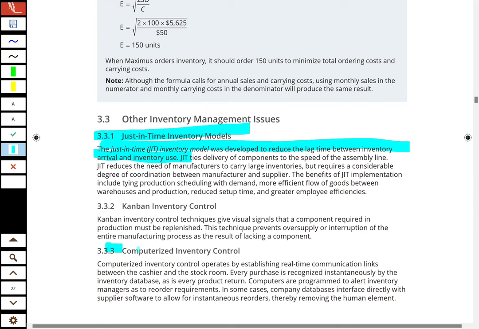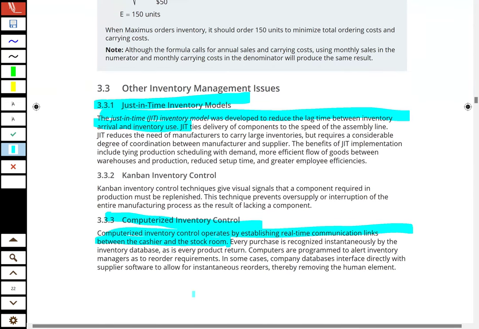Okay. A computerized inventory system is going to do what? It's going to allow communication between the cashier and the stock room, and every purchase is recognized instantaneously by an inventory database. Computers are programmed to alert inventory managers as to reorder requirements, and in some cases will interface directly with the supplier, and there will be an automatic ordering of inventory.